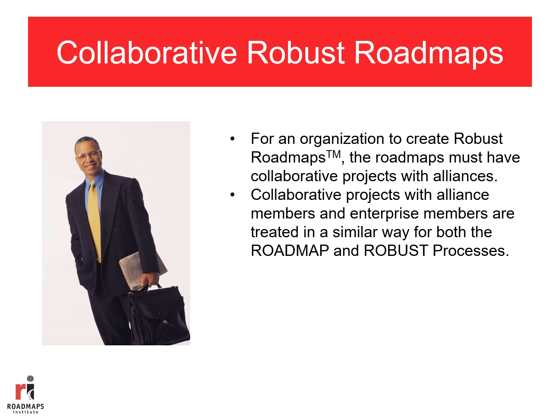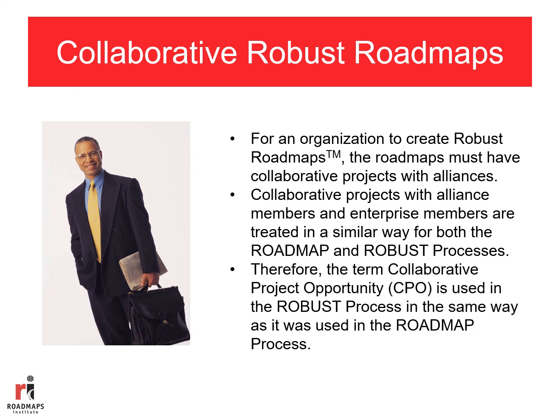Collaborative projects with alliance members and enterprise members are treated in the same way for both the roadmap and robust process. What you'll notice in this presentation, and certainly in the chapter itself, is that there is very little difference in the approach or the methodology associated with roadmap and robust. Therefore, the term Collaborative Project Opportunity, or CPO, is used in the robust process in the same way as it was in the roadmap process. And a non-collaborative project, NCP, is the counter to a collaborative project opportunity, and it's used also within the robust process.